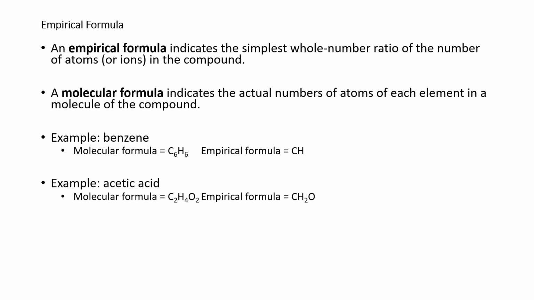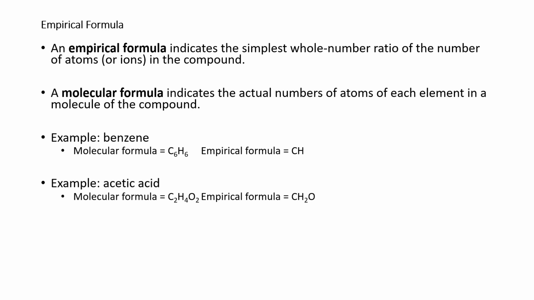Empirical versus molecular formulas. So one of the course competencies says that we have to describe and be able to calculate an empirical formula. Empirical formula indicates the simplest whole number ratio of the number of atoms or ions in a compound. A molecular formula indicates the actual numbers of atoms of each element in a molecule of the compound. So if we look at benzene, the molecular formula is C6H6, but the empirical formula is CH.